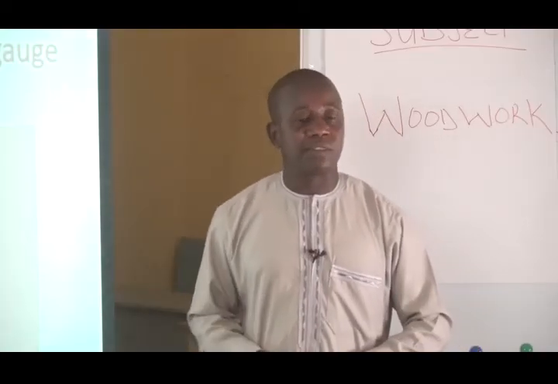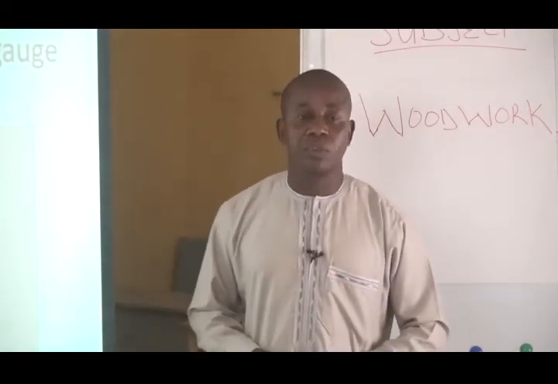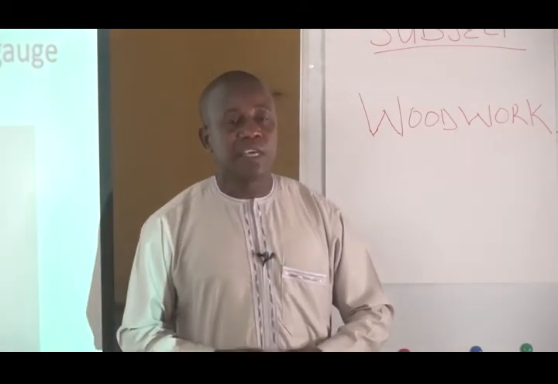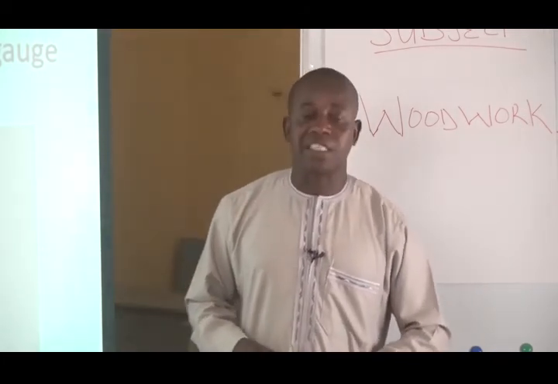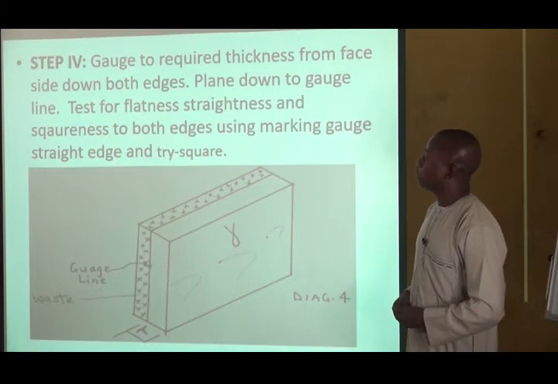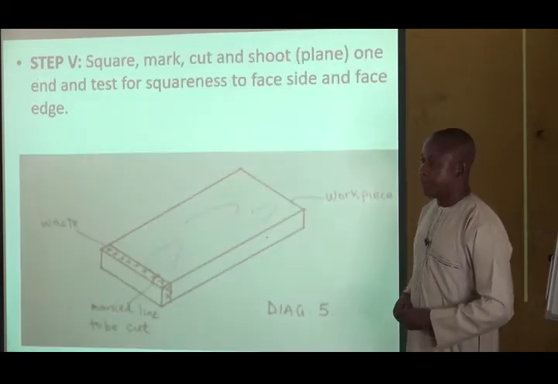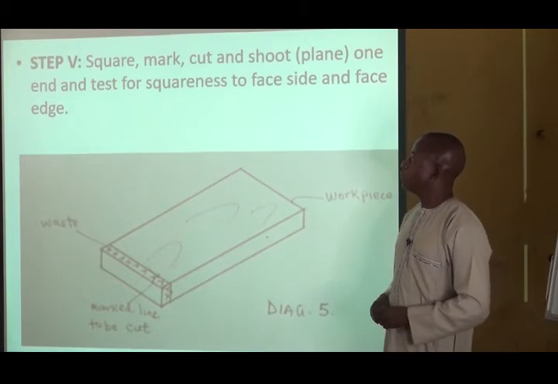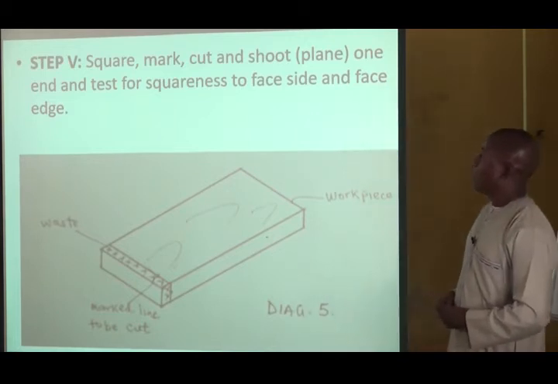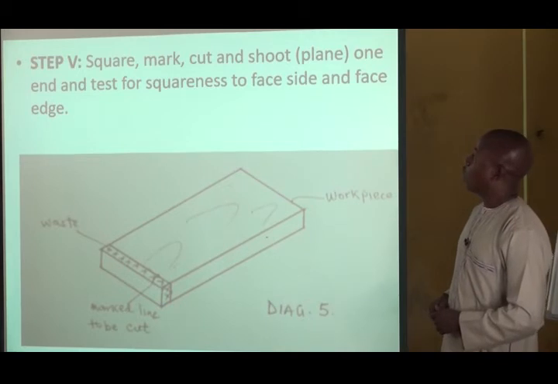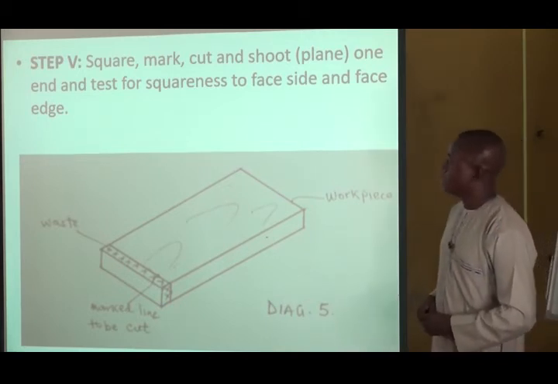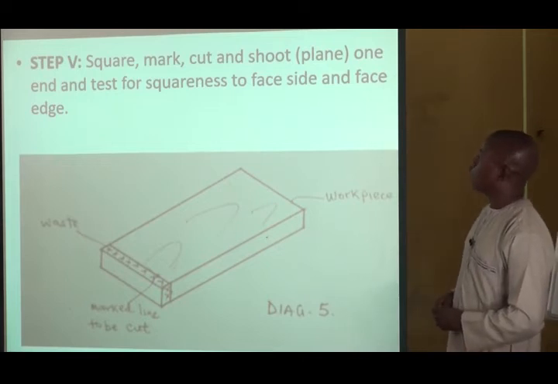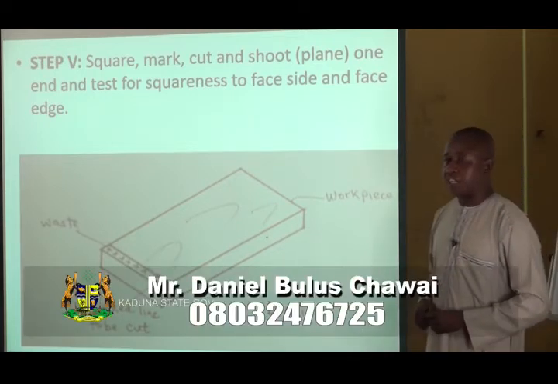Just like in other steps, the tri-square, straight edge, or the winding stick are still used to test straightness and flatness. That takes us to step five. Square, mark, cut, and shoot. That is, plane one end and test for squareness to face side and face edge.